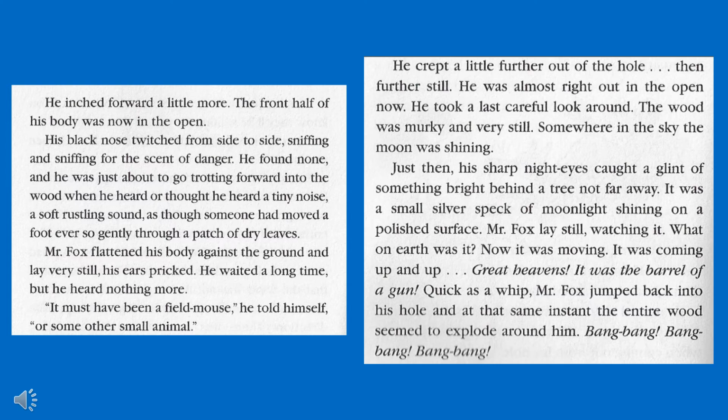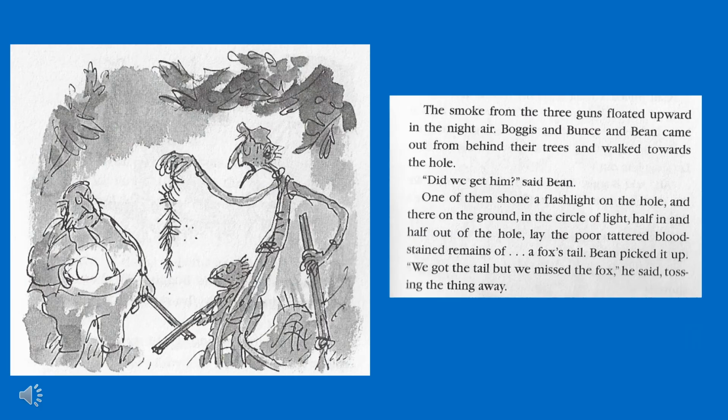Quick as a whip, Mr. Fox jumped back into his hole, and at that same instant, the entire wood seemed to explode around him. Bang, bang, bang, bang, bang, bang. The smoke from the 3 guns floated upward in the night air. Bogus and Bunce and Bean came out from behind their trees and walked towards the hole. "Did we get 'em?" said Bean. One of them shone a flashlight on the hole, and there on the ground, in the circle of light, half in and half out of the hole, lay the poor, tattered, blood-stained remains of a fox's tail.